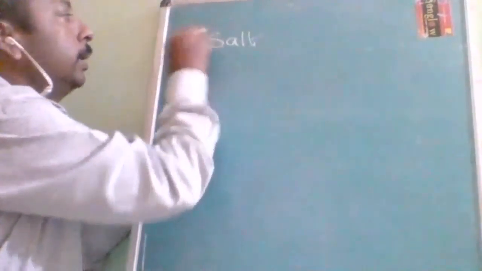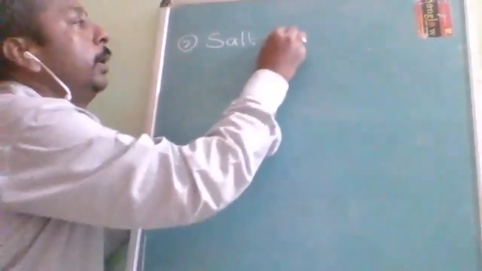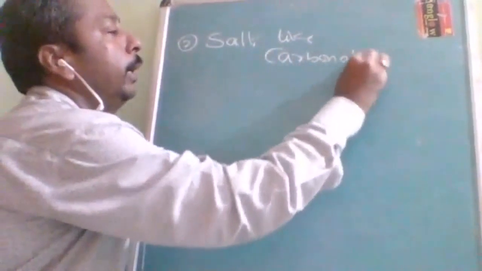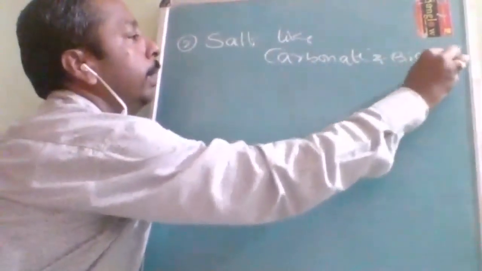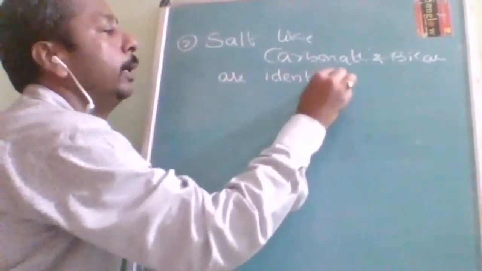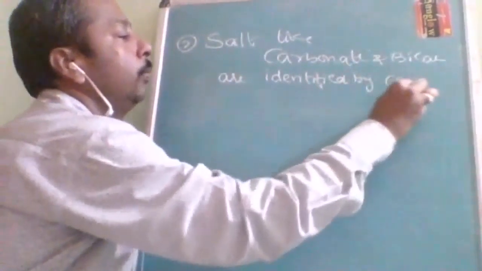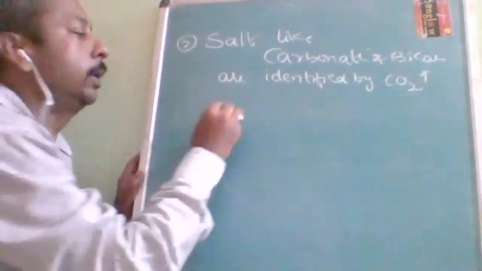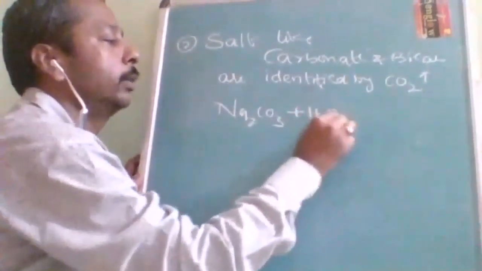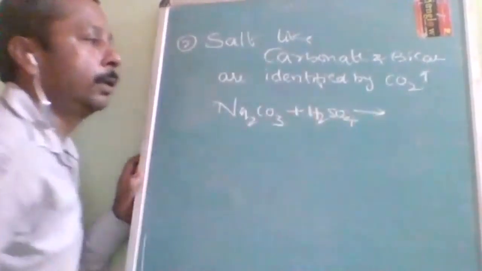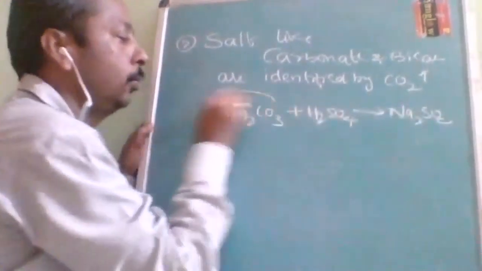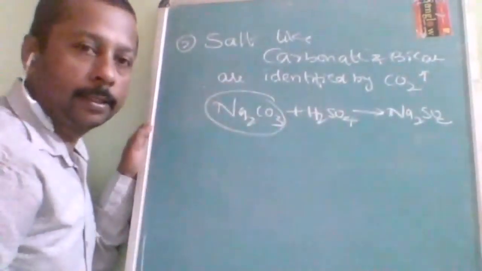Okay, the second point in that salt acidic property: salts like carbonate and bicarbonate are identified by CO2 effervescence. Suppose sodium carbonate, Na2CO3, is there. When I add H2SO4, directly I am writing the total steps together. It will form Na2SO4. This is an unknown salt. We don't know what type of salt it is.